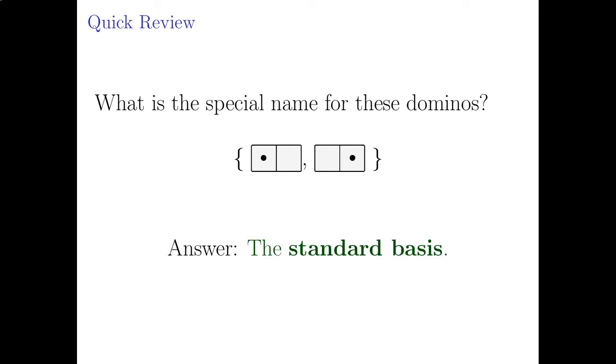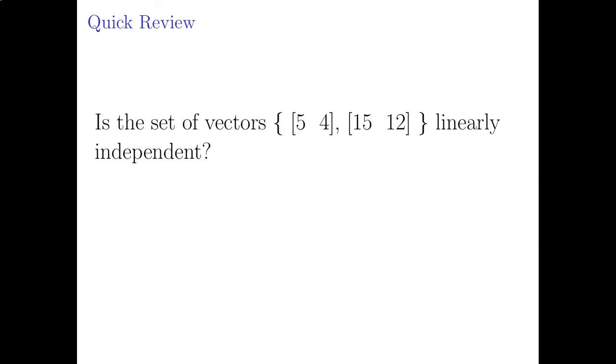Those are the standard basis in domino format. Remember, the standard basis basically says for each dimension that I have, let's have a vector that has 1 in each of the directions and 0 everywhere else, and that makes a basis that's really nice to work with.